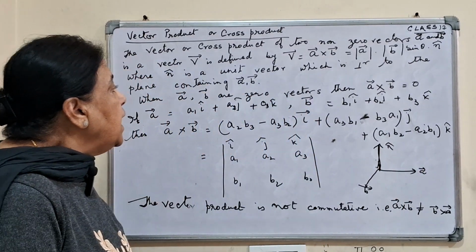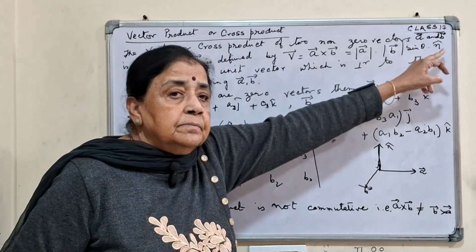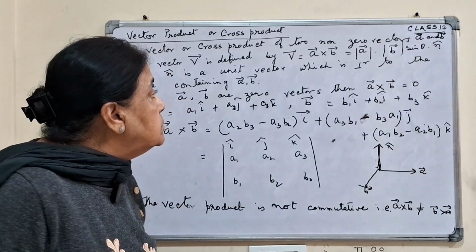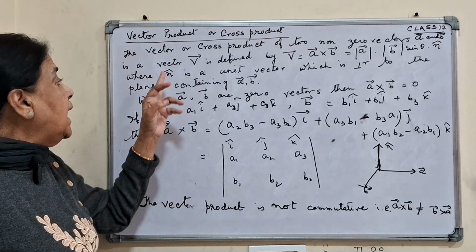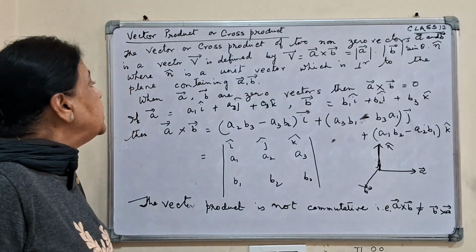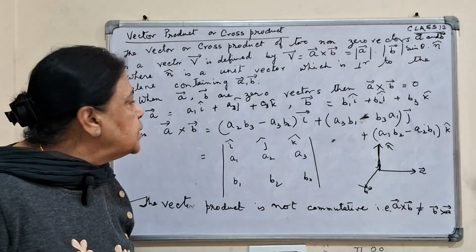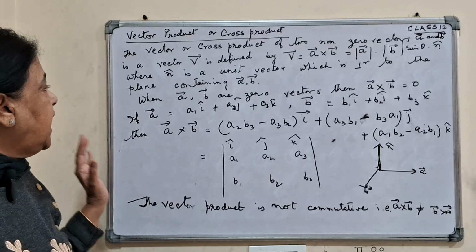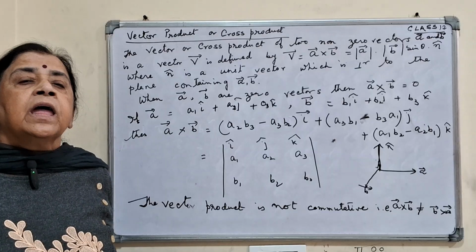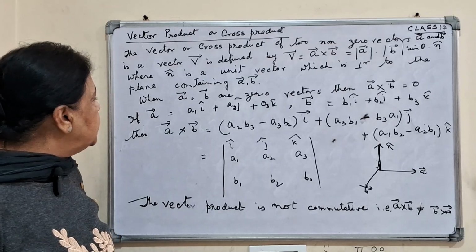So it is a vector quantity, because this is a vector, this is a vector, and the result is a vector, where n cap is the unit vector perpendicular to the plane containing A and B. When A and B are zero vectors, then A cross B is zero.